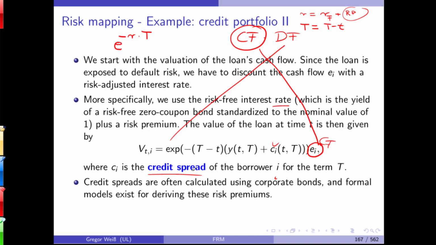Switch back to English. Let me erase some of my paintings here. The value of the loan is nothing but the exposure, the notional, discounted continuously with the risk-adjusted interest rate, that is risk-free rate plus credit spread.